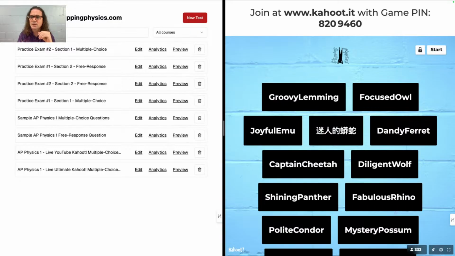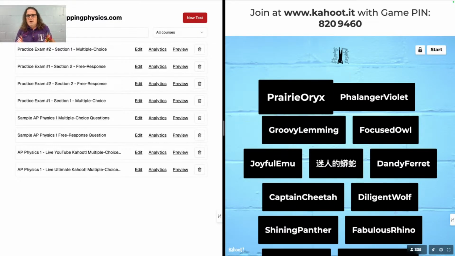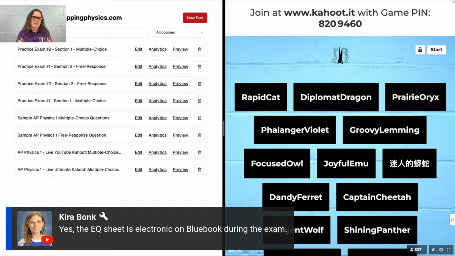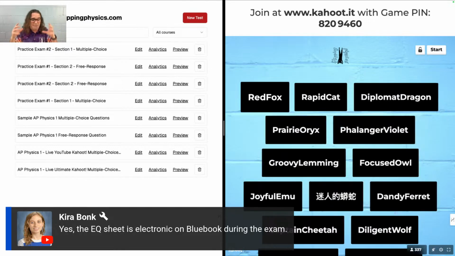Check this out. Oh, yes, this is correct. The equation sheet is electronic in Bluebook during the exam. So you're not going to get a physical sheet of paper, but you will have an electronic version during the exam.